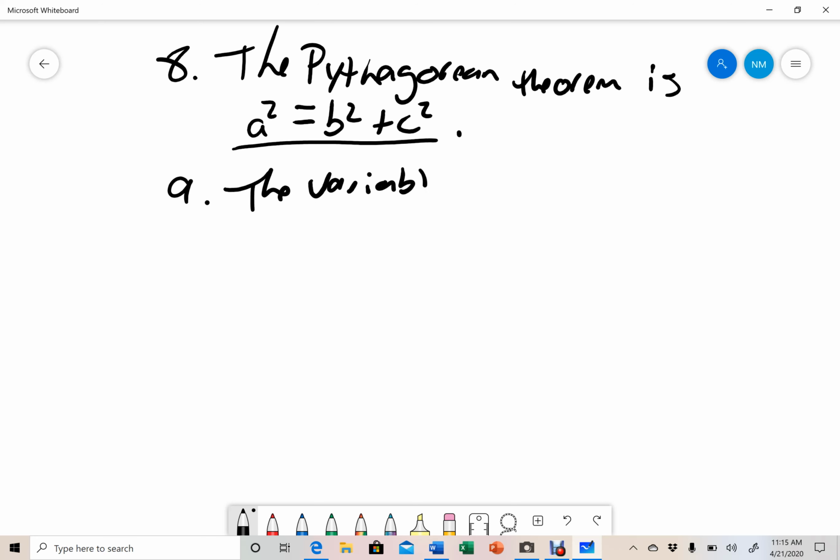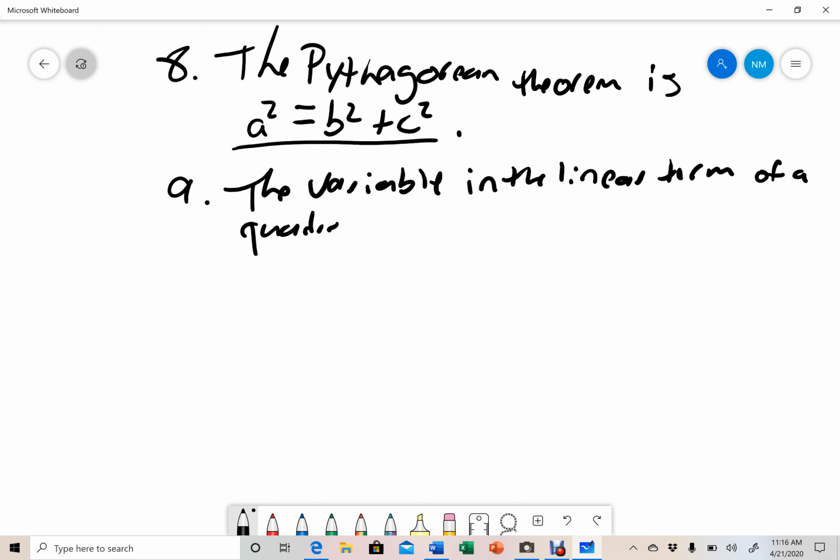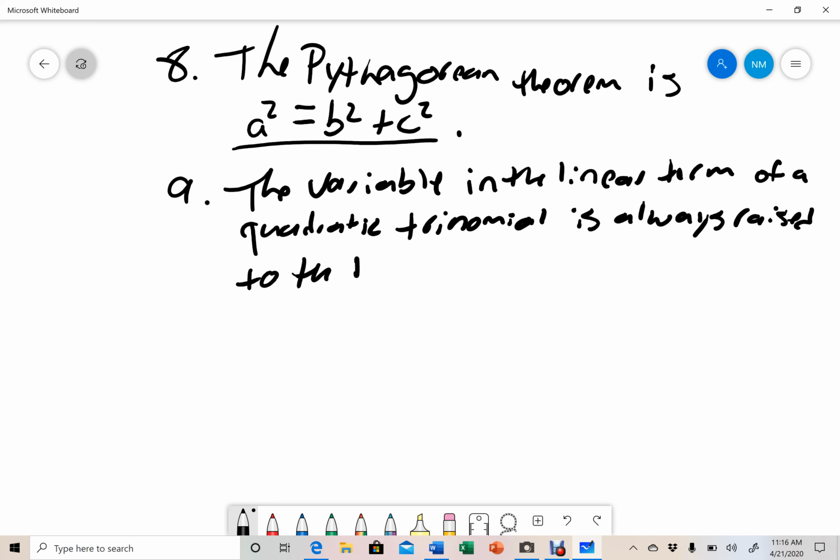The variable in the linear term of a quadratic trinomial is always raised to the first power. Okay, is that true or false?